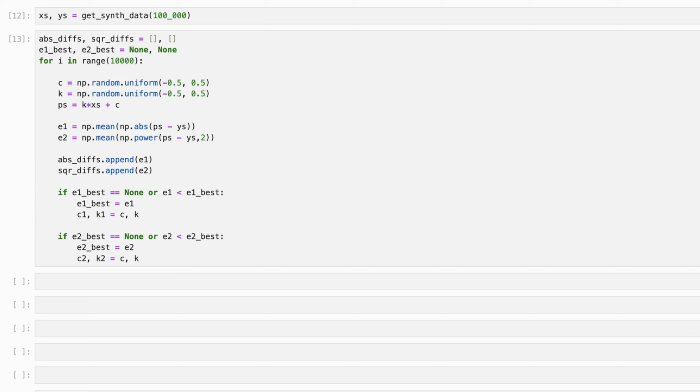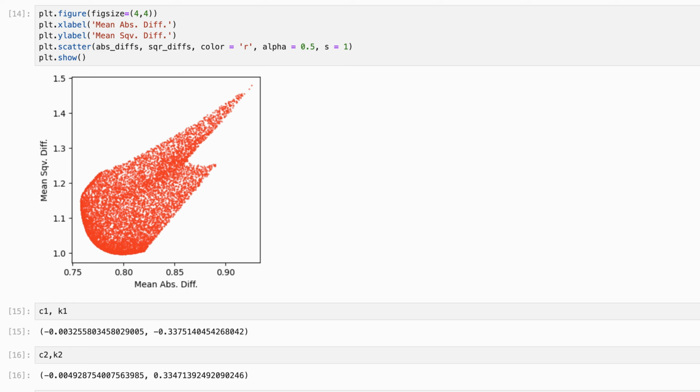After 10,000 runs, we have 10,000 pairs of metrics. Now we can plot them, mean absolute difference on one axis and mean squared difference on the other. Each point on the figure represents one random linear function. Overall, we can see a trend. When one metric is smaller, the other tends to be smaller too, but the relationship is far from exact. If we minimize the mean absolute difference, we get one set of parameters corresponding to the leftmost point on the plot. If we minimize the mean squared difference, we get a different set of parameters, shown as the lowest point on the plot. Cells 15 and 16 show these optimal parameters, and as you can see, they are quite different.